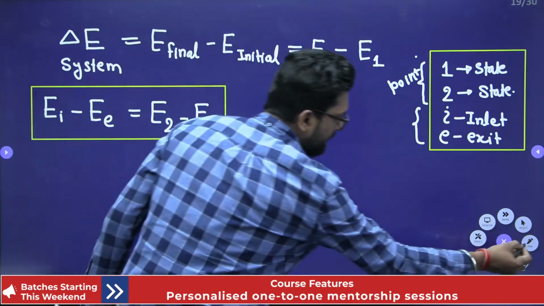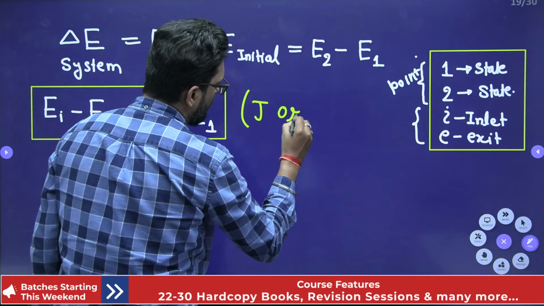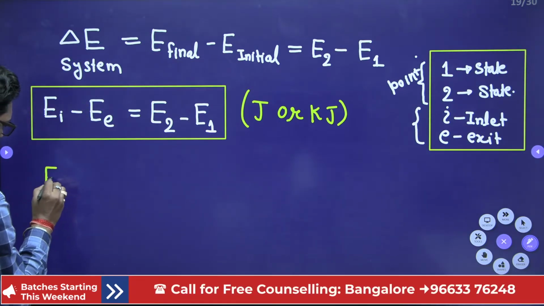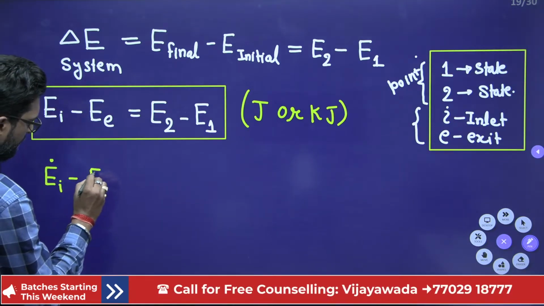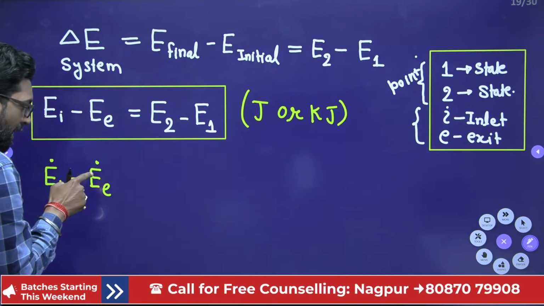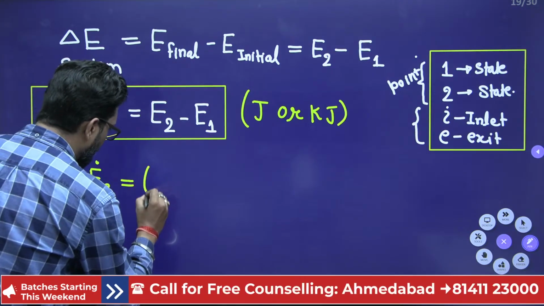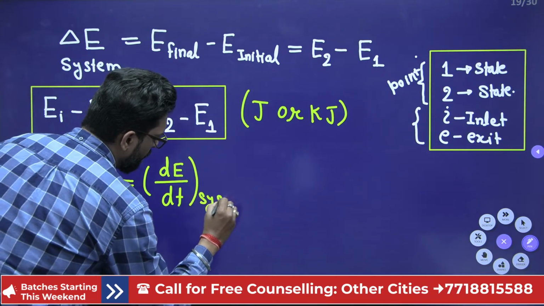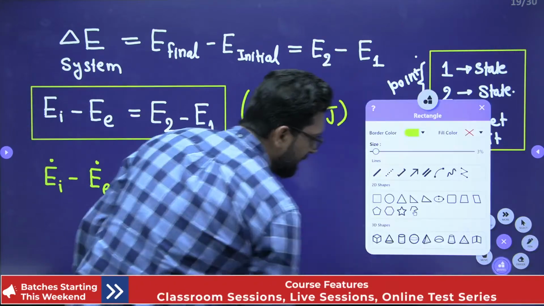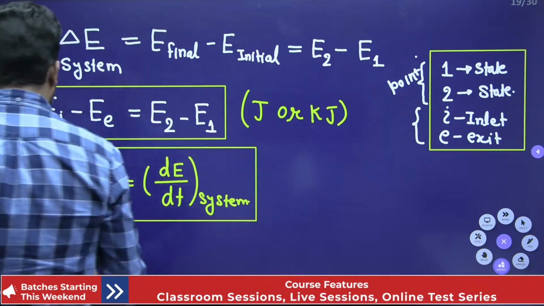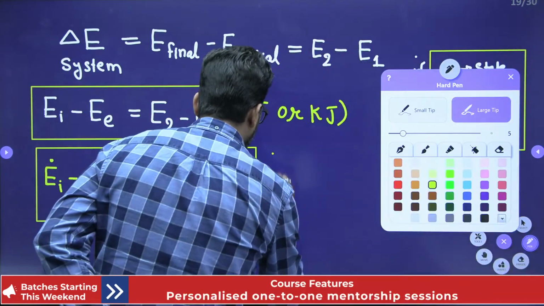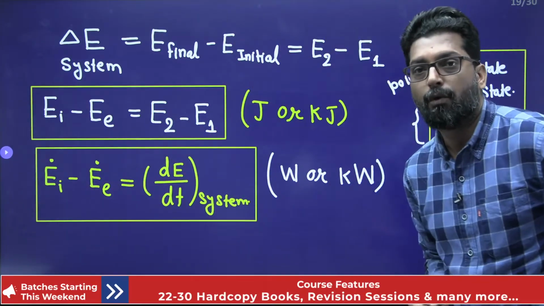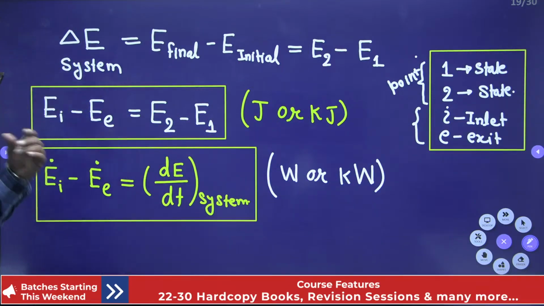And we write this in either joule or kilojoule. It is energy, it is not power, right? If you write it on a rate basis, E dot in minus E dot exit, that means rate of energy in minus rate of energy out, is equal to dE by dt of the system. This equation is in watt or kilowatt. So this is the rate basis.